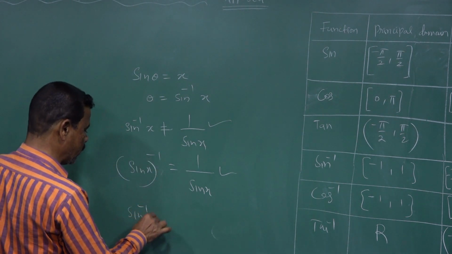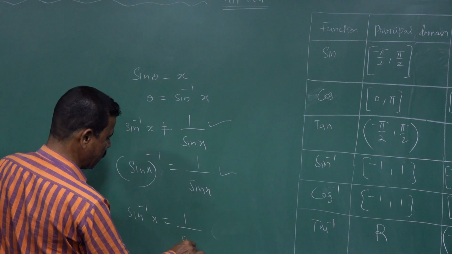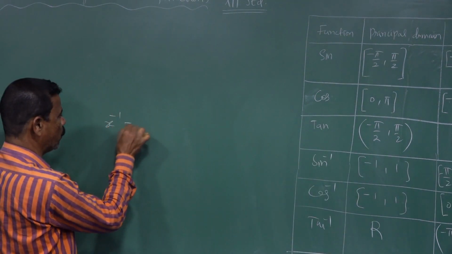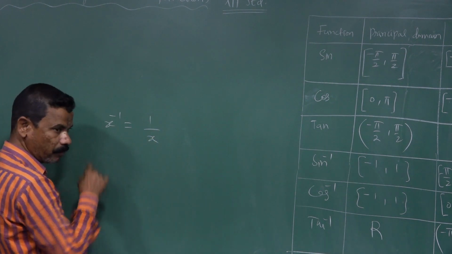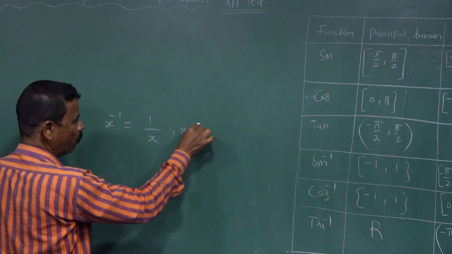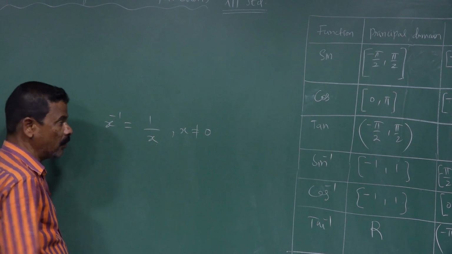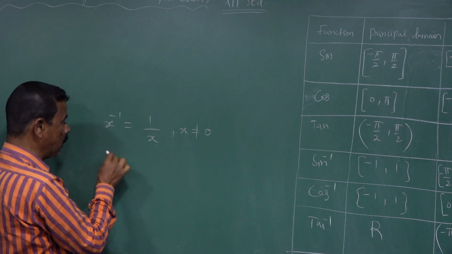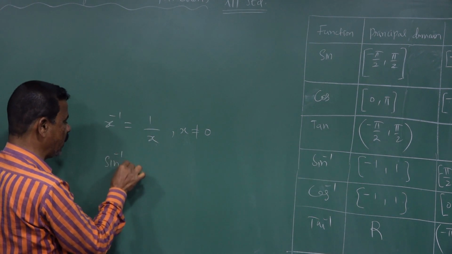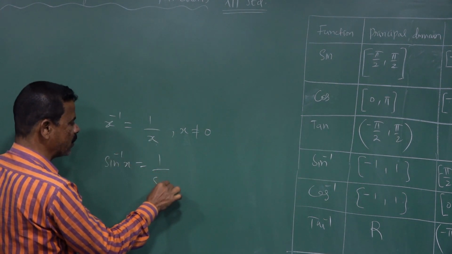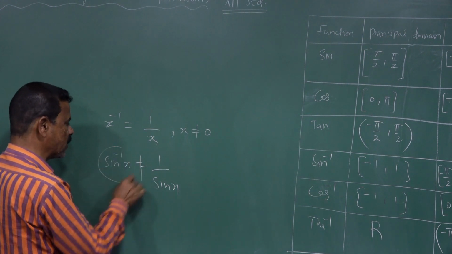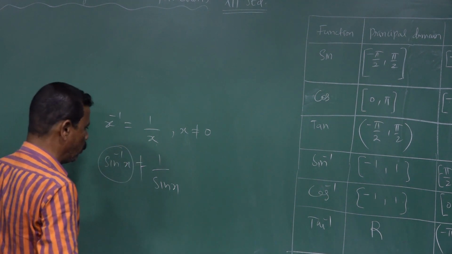But sin inverse x is equal to 1 by sin x is not correct. X to the power of minus 1 is equal to 1 by x, where x is not equal to 0. So this is the inverse of x, 1 by x. Here sin inverse x is not 1 by sin x. This is not correct. So sin inverse x is the unique value.